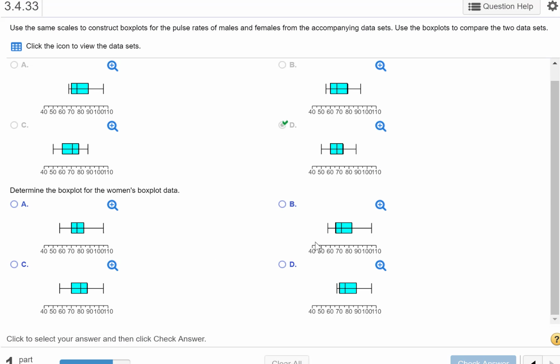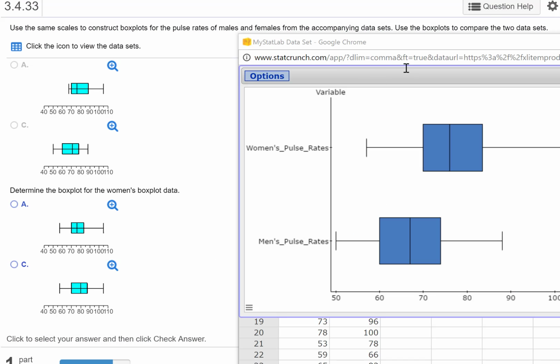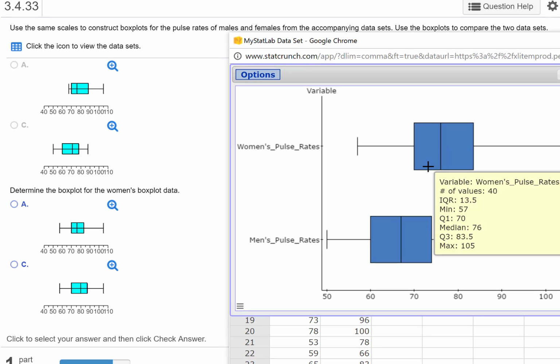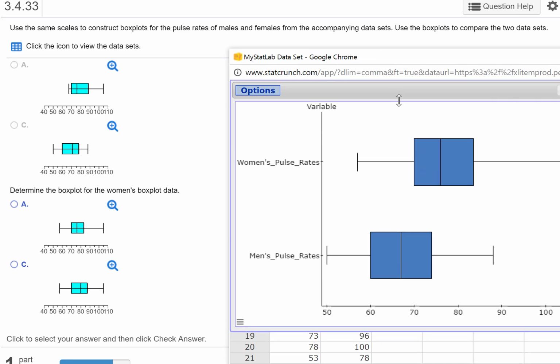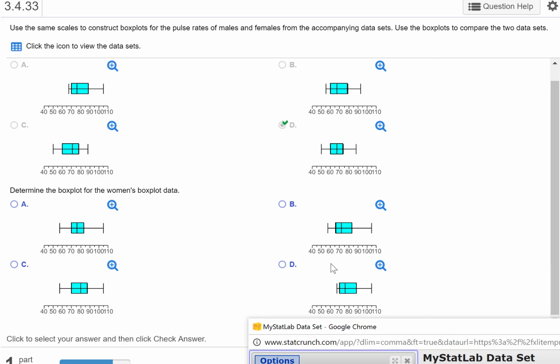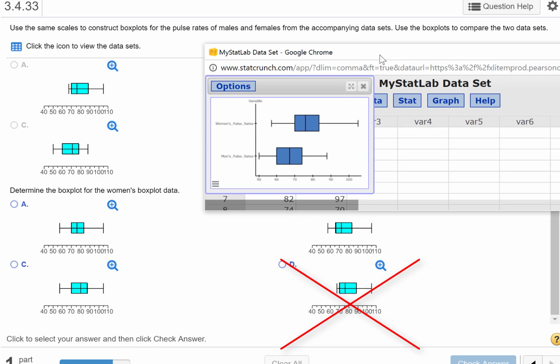Okay, now let's look at the women's box plot. So I can hover my mouse over 50. We're going to be going from 57 over to 105. Let's see if we can eliminate any from that. 57 to 105. This one looks a little wonky. D. So we know it's not D. And the other ones look like they're right on target.